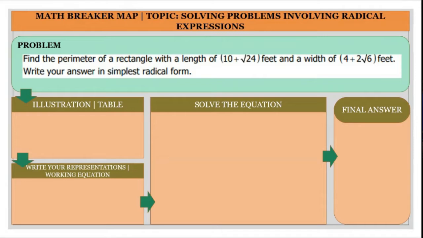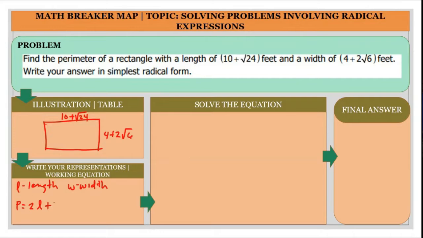Okay, so we will be having the illustrations. Since we have the length and the width of the given rectangle, the length will be 10 plus square root of 24, and the width will be 4 plus 2 square root of 6. We will be having the representation, so let L be the length and W be the width. The formula in getting the perimeter is 2L plus 2W, or it could be P is equal to 2 times the quantity length plus the width.